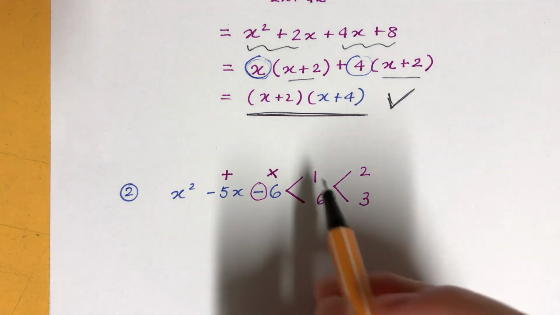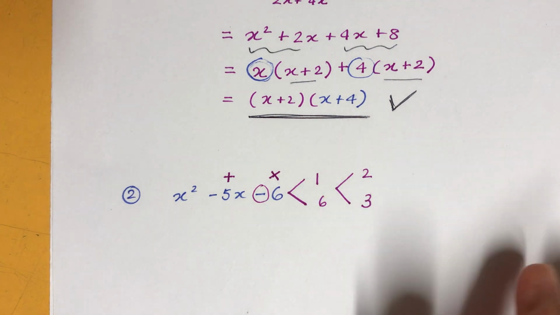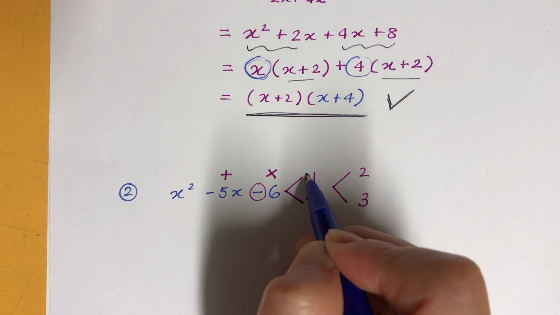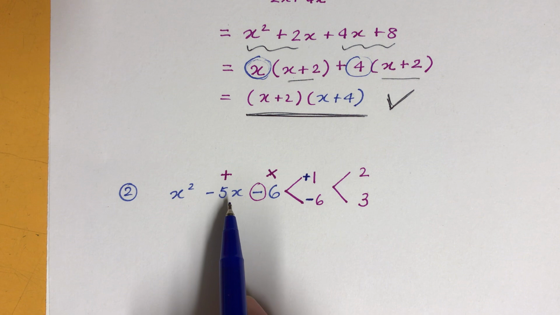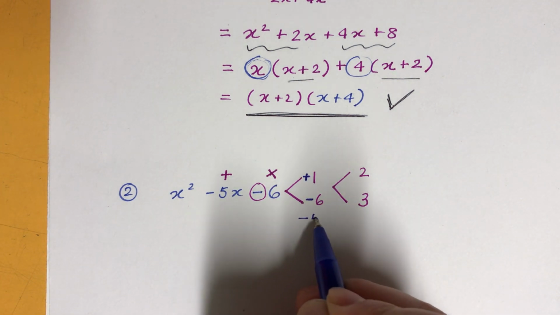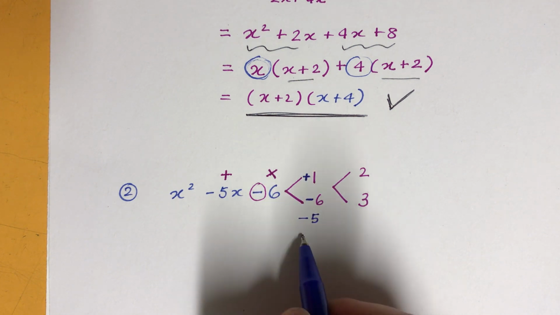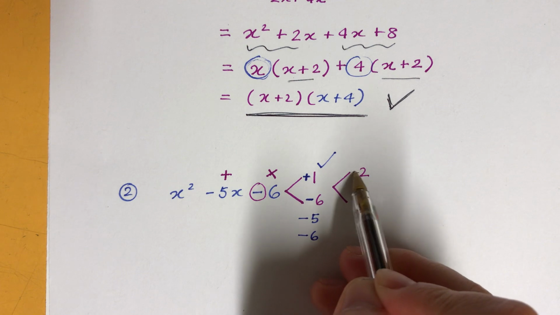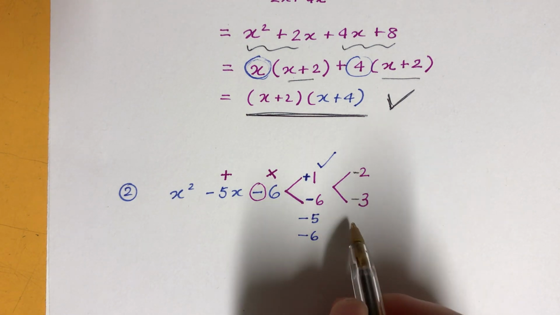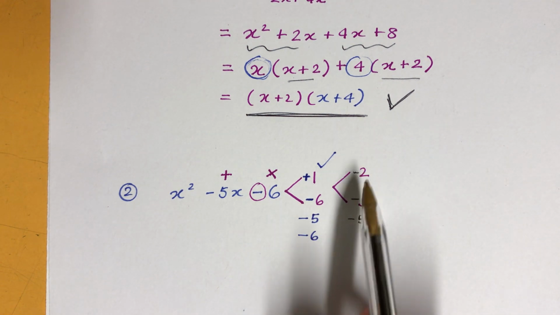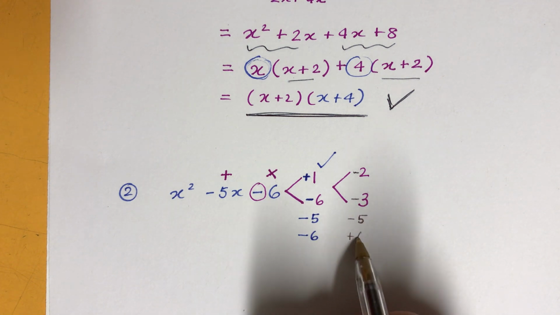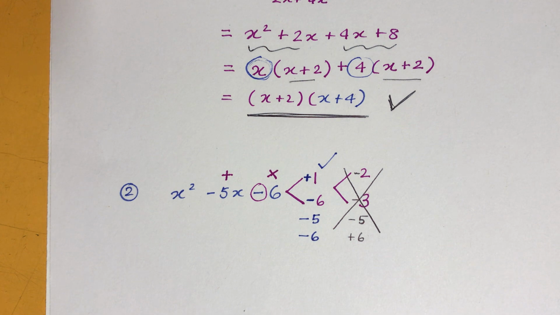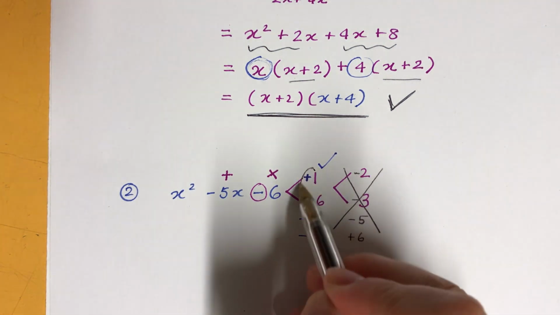So let's have a look. Because the sum is negative, I'm going to put the bigger number as negative and the smaller one positive. So when I add 1 and minus 6, I will get negative 5. Let's check: adding gives minus 5, and times gives minus 6. So this one looks great. But let's have a look at minus 2 and minus 3. When I add them, I get minus 5, that's not a problem, but when I times them, minus 2 times minus 3, I get positive 6, which doesn't agree. So this is not the pair I'm looking for. I'm going to pick 1 and minus 6.